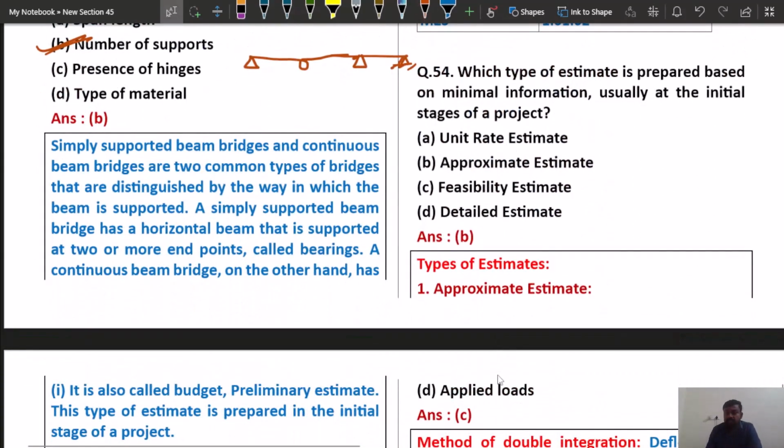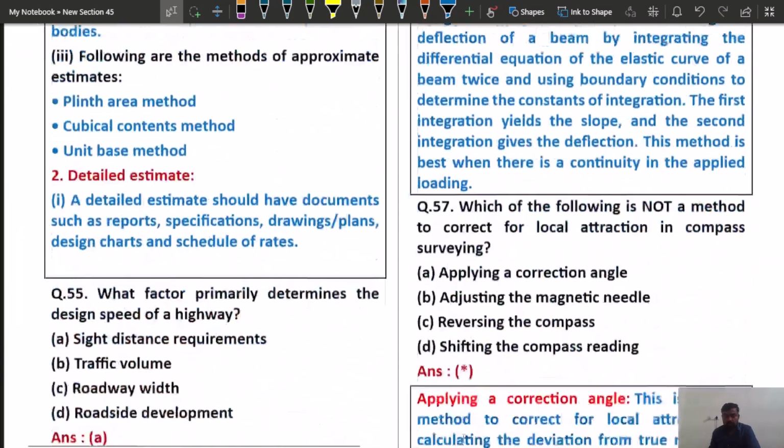Which type of estimate is prepared based on minimal information, usually at the initial stage of project? So in the initial stage of project where minimal information is given, the prepared estimate is called the approximate estimate or rough estimate. So the correct option will be B. Now proceeding on next question.